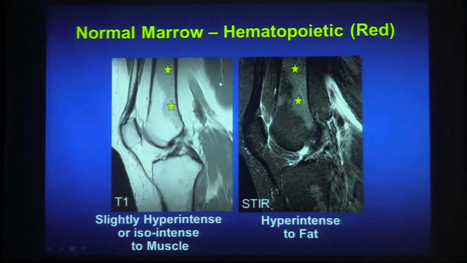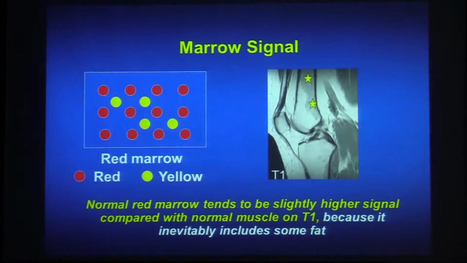So here's muscle, normal muscle, and you can see that the red marrow is hyperintense or a little brighter than muscle, or it may even be a little isointense, the same signal intensity as muscle. And on the fat-saturated T2 weighted image, there's our red marrow in the diaphysis and the metaphysis. And you can see it's a little brighter than the fatty marrow. So that's the range of normal.